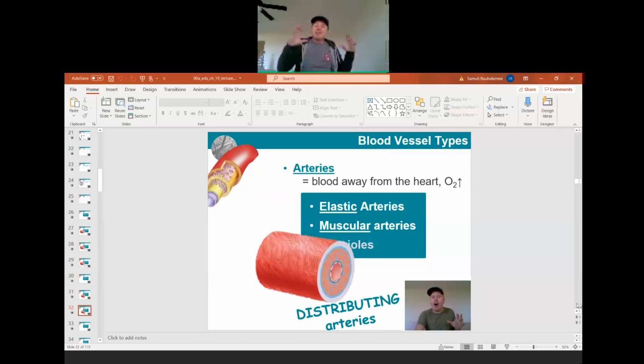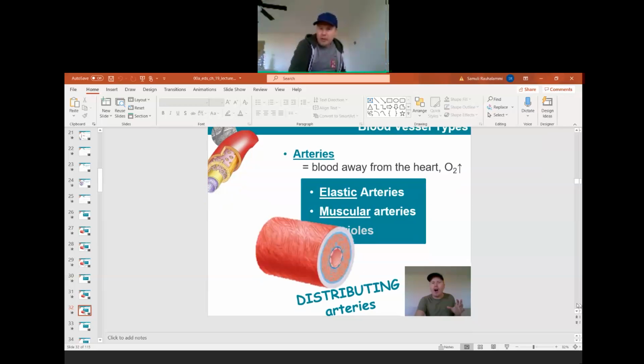What they do, because there's a lot of this smooth muscle, they can actually vasoconstrict. So they can become smaller and significantly smaller if we need to, for example, manage blood pressure or control where the blood flows and so on.